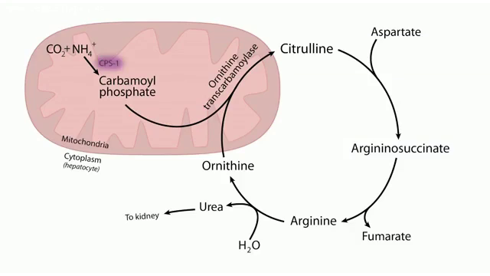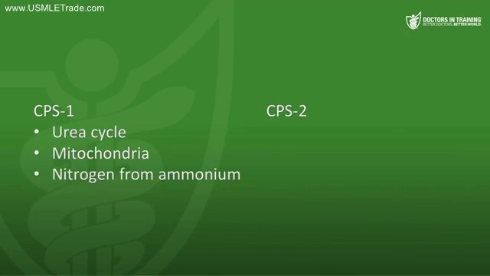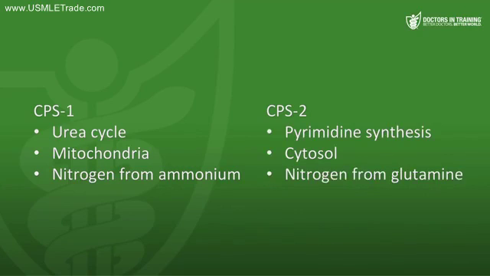And that might actually sound a bit familiar because carbamoyl phosphate synthetase 2 was the rate limiter of pyrimidine synthesis. So again, just a contrast, with CPS1, it's used in the urea cycle, it's found in the mitochondria, and it gets its nitrogen from ammonium. CPS2 is used in pyrimidine synthesis, and it's found in the cytosol, and it gets its nitrogen from glutamine. So be aware, they're actually pretty different.